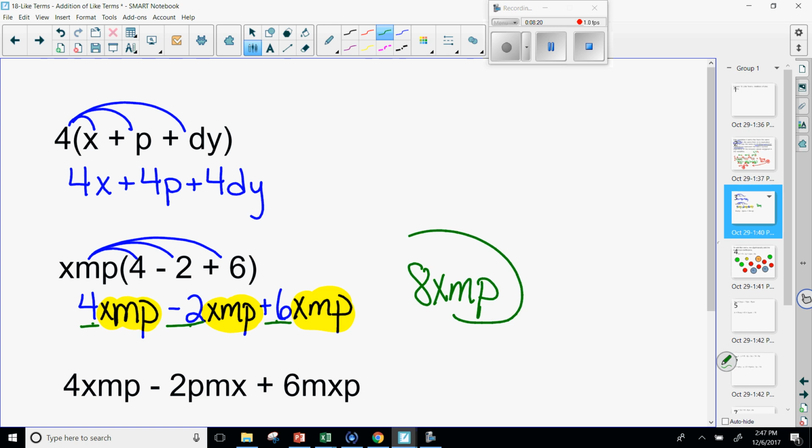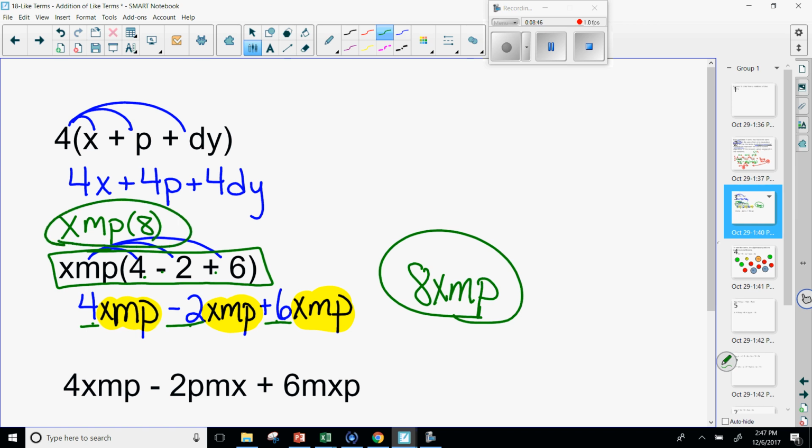If I come back to the original problem, and forget about the distributive property and solve inside the parentheses first, I would have xmp times what's inside the parentheses. 4 minus 2 is 2, plus 6 is 8. Then what happens if you multiply that together? You get 8xmp. That's why you can do it. It's like you're factoring out those common factors, which are the variables, and it has to be in every single one.